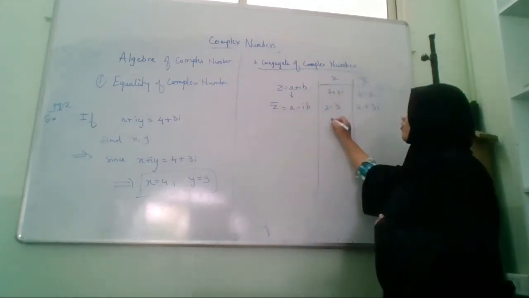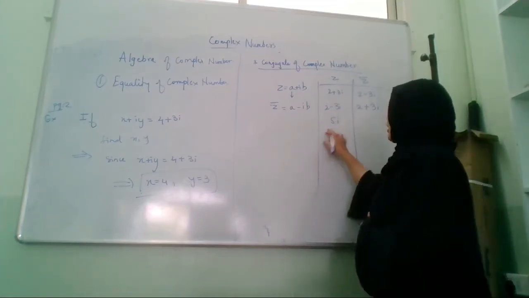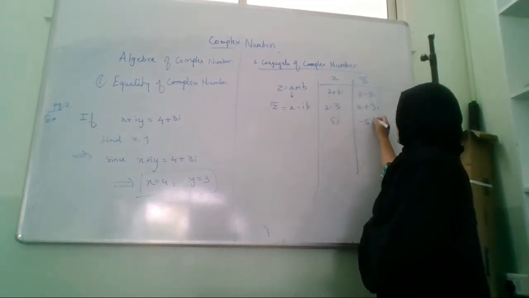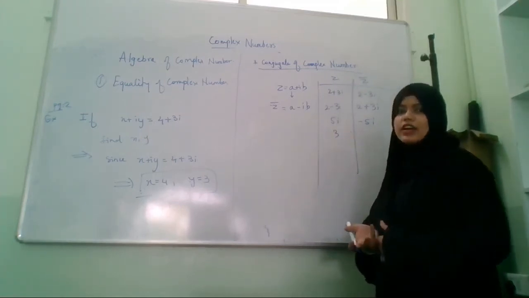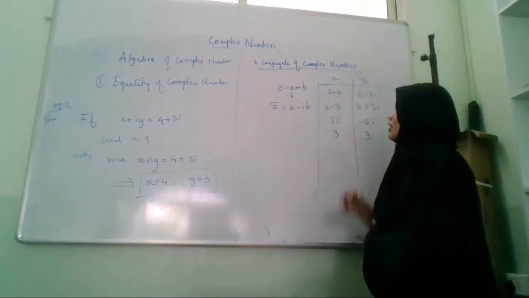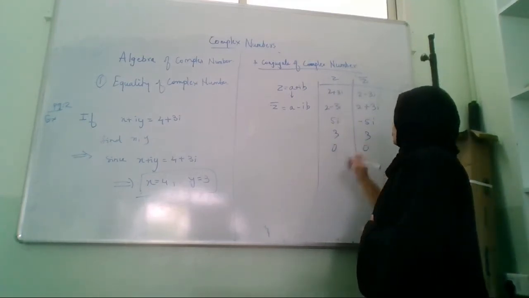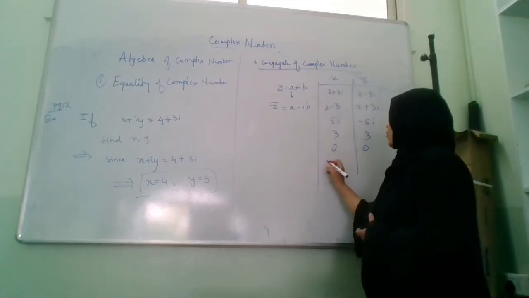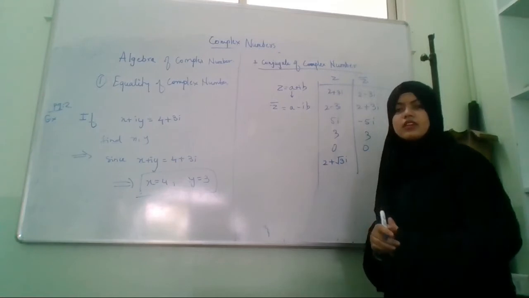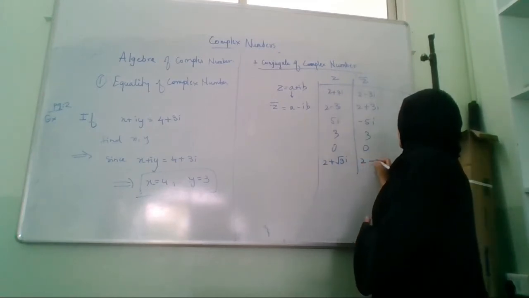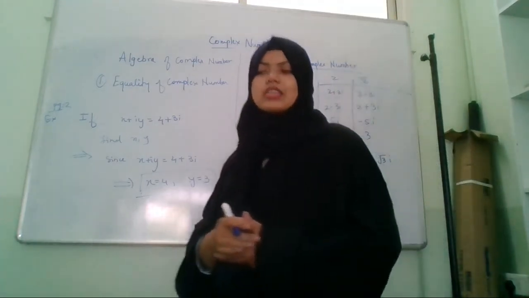If you have 5i, a purely imaginary number, its conjugate will be minus 5i. If you have 3, a purely real number, its conjugate will be 3 only because it doesn't have i, right? If you have 0, it will be 0. If you have 2 plus under root of 3i, the conjugate will be 2 minus under root of 3i. I hope this is clear.